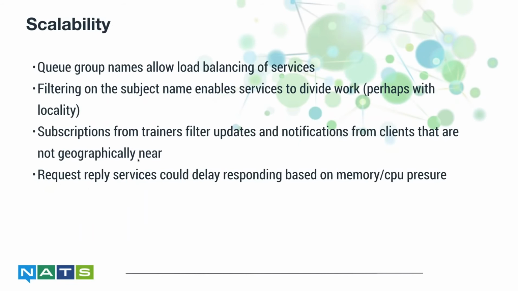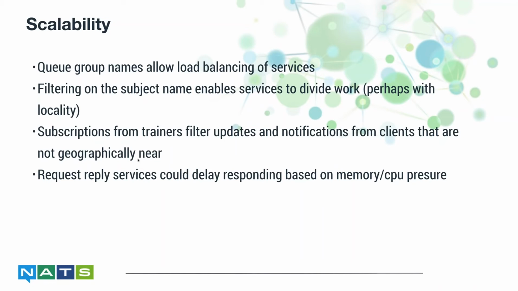How do we achieve scalability in our application? Well, we made all of our services be able to use a queue group name. This enables the subscriptions to be load balanced by the NATS server itself. We created also subject names that we can filter on, and that enables us to filter the work that individual services have to do, maybe only dealing with specific localities to do their work, right? The trainers actually do this. Some of the services could do that, right?